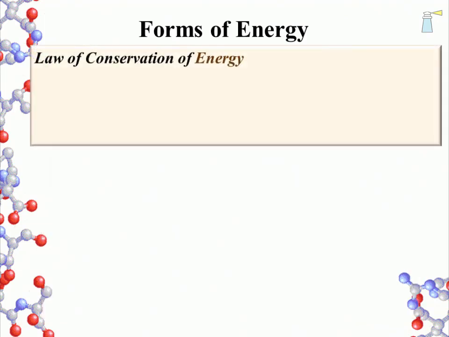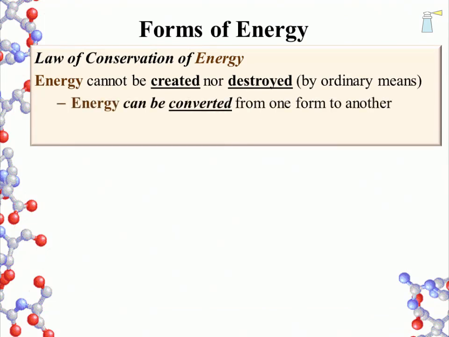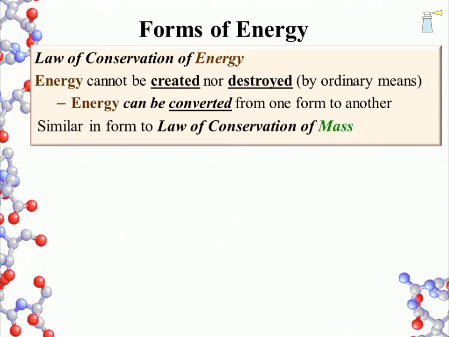Any discussion on energy has to begin with the law of conservation of energy. Energy cannot be created nor destroyed by ordinary means. Energy, however, can be converted from one form to another. The amount of energy, however, has to remain constant. This is very similar to the law of conservation of mass, which says that mass cannot be created or destroyed. These are powerful laws, but there is a loophole.